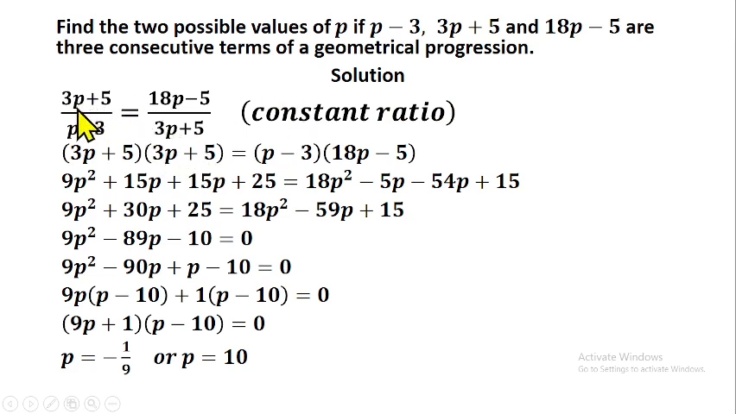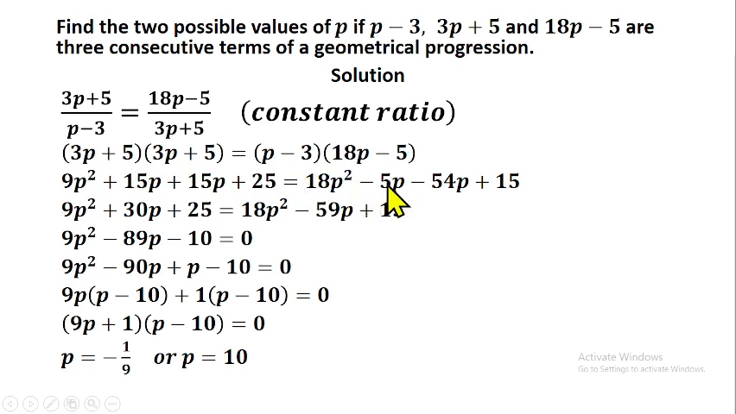In cross multiply, you have 3p in a bracket and another bracket, 3p plus 5, equals to this multiplied by this, all you have in the bracket. Then you can now open the bracket. 3p times 3p will give us 9p squared. 3p times 5 will give us 15p. 5 times 3p will give us 15p. 5 times 5 will give us 25, equals to p times 18p will give us 18p squared.